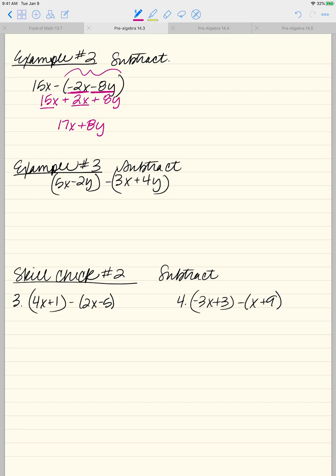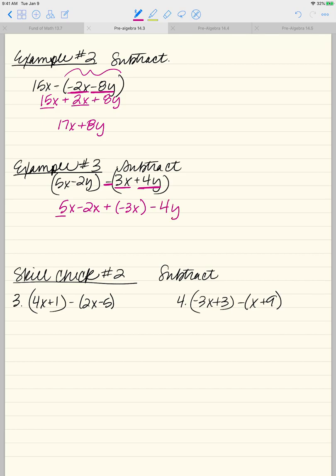Okay, example number 3, subtract. We're subtracting a binomial from another binomial. We keep the first one the same. We change this subtraction to addition, and we add the opposites. So the opposite of positive 3x in here is negative 3x, so plus negative 3x, okay? And the opposite of plus 4y, okay, is minus 4y.